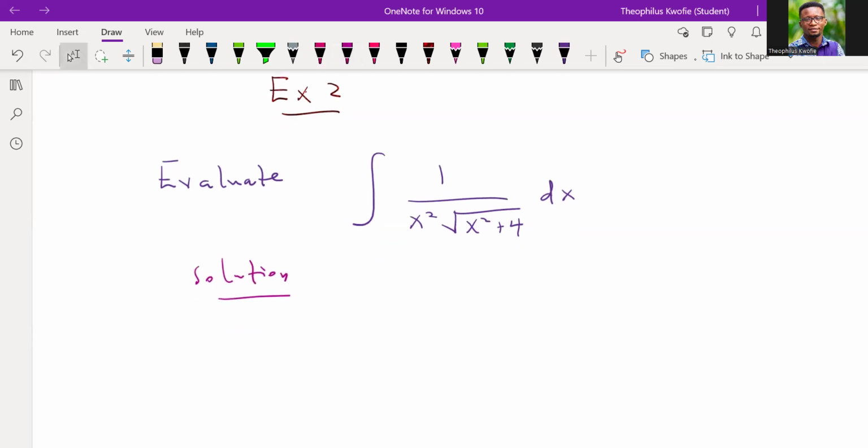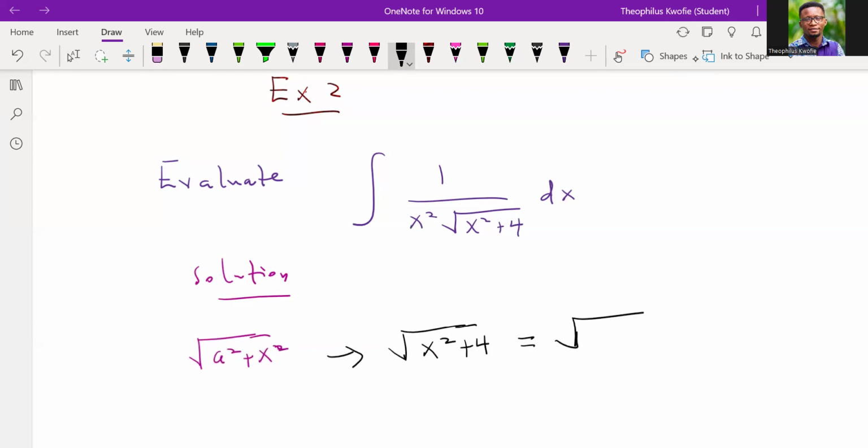Over here, you can see that the expression in the denominator is of the form a squared plus x squared, which is related to the root of x squared plus 4. And if you want to match this, this can be written as x squared plus 2 to the power 2.